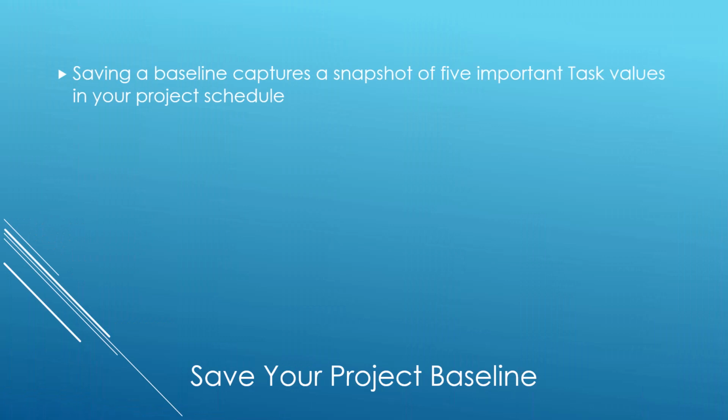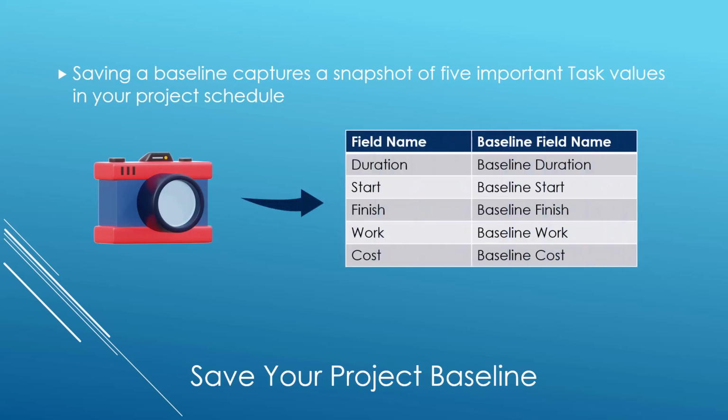In my introduction, I mentioned that saving a baseline captures a snapshot of 5 important task values in your project schedule. At this point, you're probably wondering, what are those 5 task values? They are duration, start, finish, work, and cost. When you save a baseline, for every task, Microsoft Project will capture the current duration, start date, finish date, work, and cost, and copy those values into a corresponding baseline field.